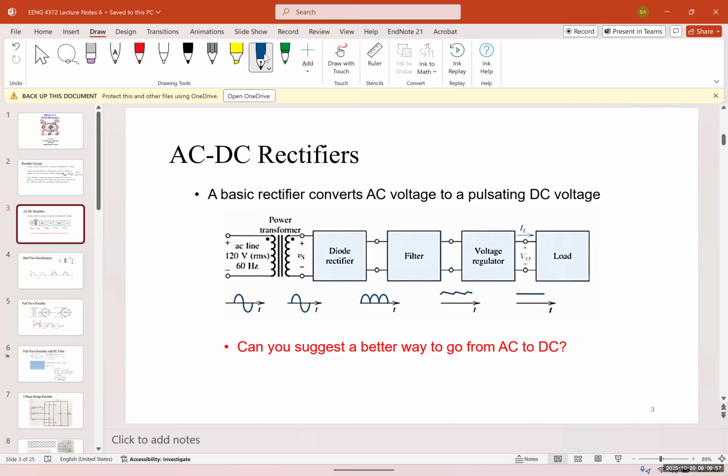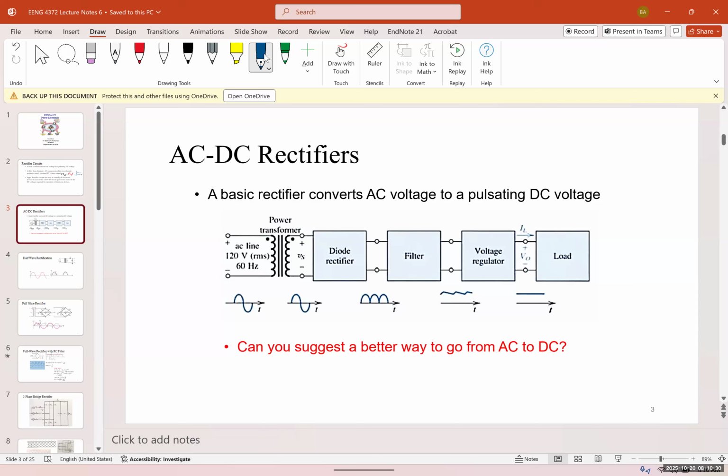So a basic rectifier converts AC voltage to a pulsating DC. This graph shows an example of an AC to DC rectifier. First step, and for those who had electronics with me, this was actually part of your final project. For those who didn't have electric devices and circuits or electronics with me, we have several stages.